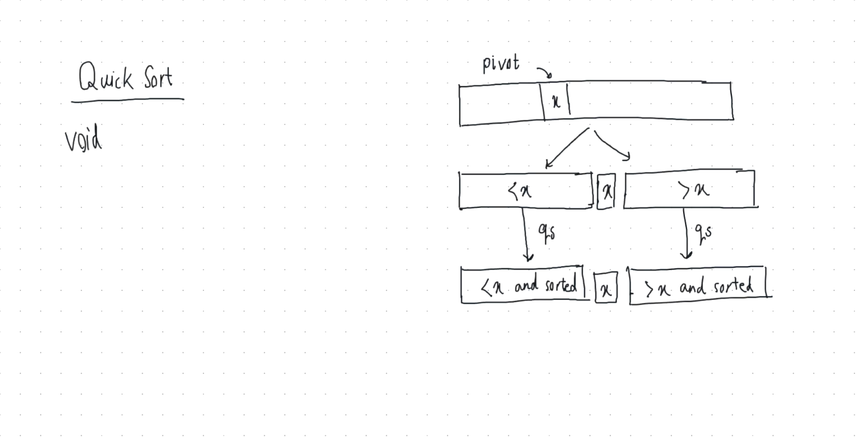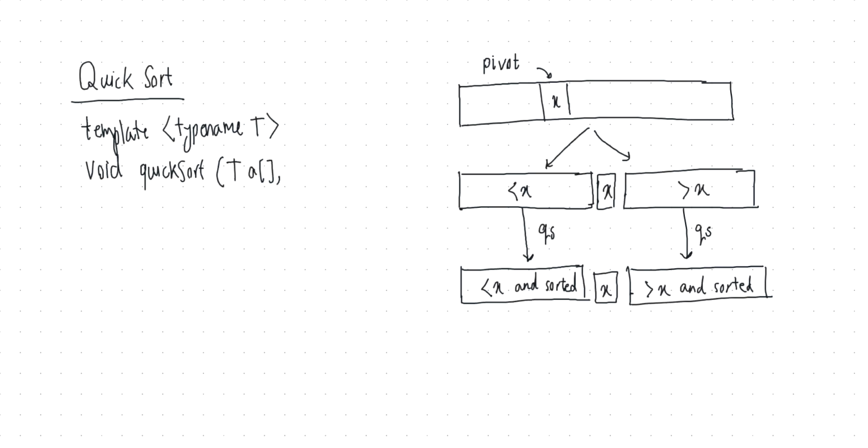So if I want to use templates so that this quicksort function is generic, then I can say template typename T, and then the signature of quicksort will be a void function called quicksort, and the arguments are an array of type T. And similar to merge sort, I need to know from which index to which index this sorting is happening. So int begin and int end. So from index begin to index end, we are going to do this process.